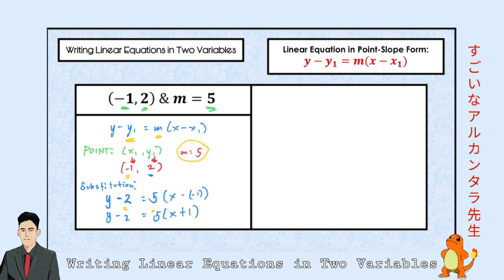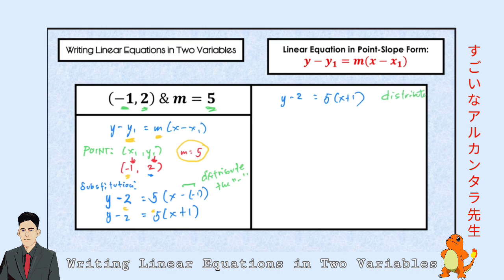But anyway, let's continue here on the right side of the screen. Y minus 2 is equal to 5 times the quantity x plus 1. So what we did here is distribute the negative sign. Okay, that's what we did here. Now what we're going to do here is distribute the 5.